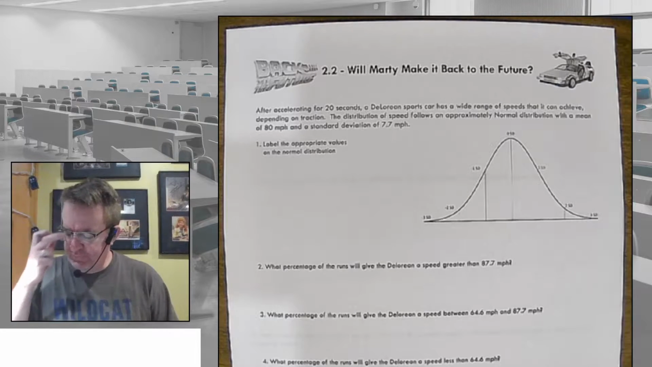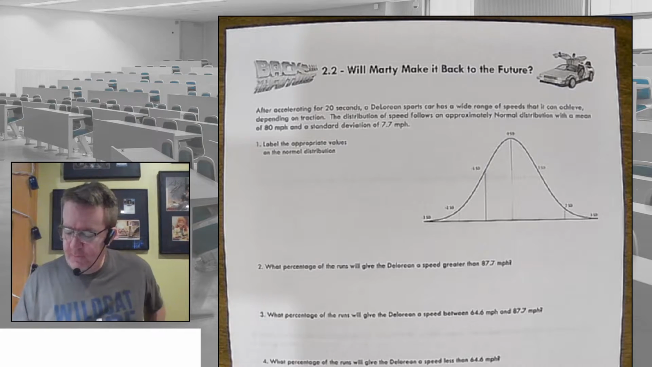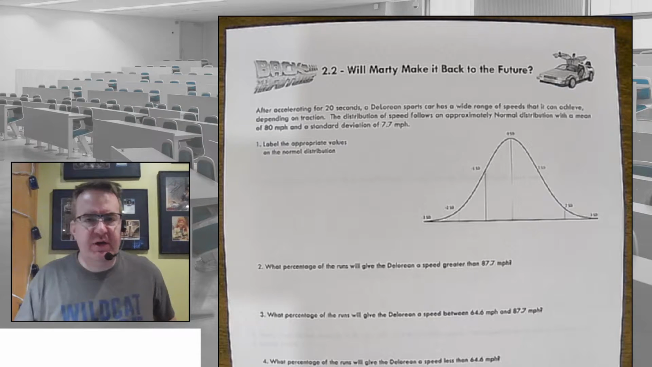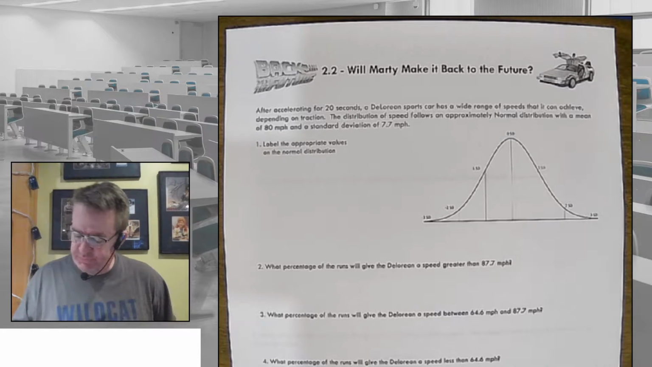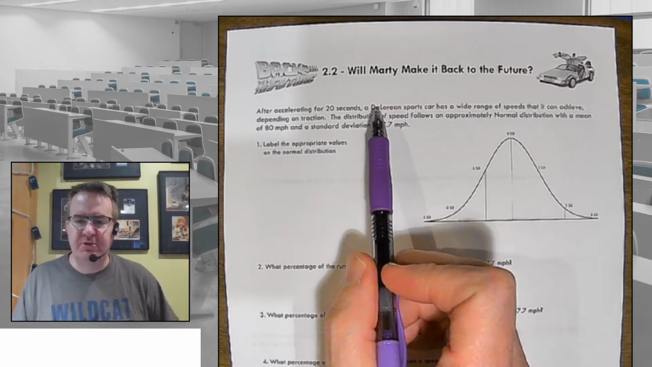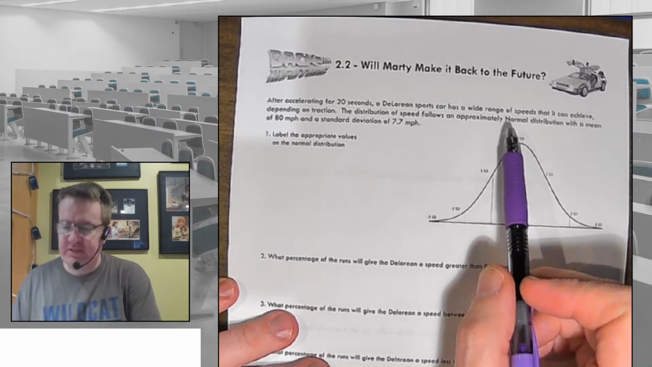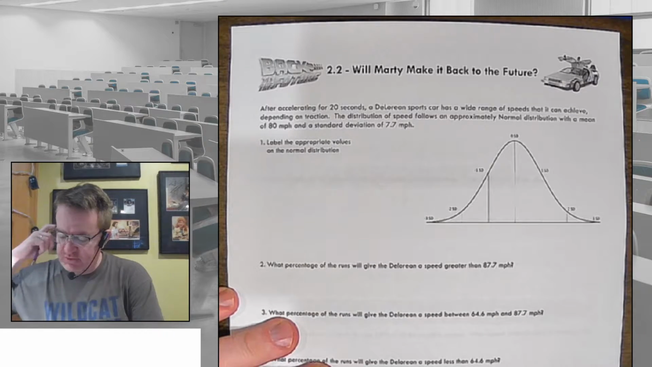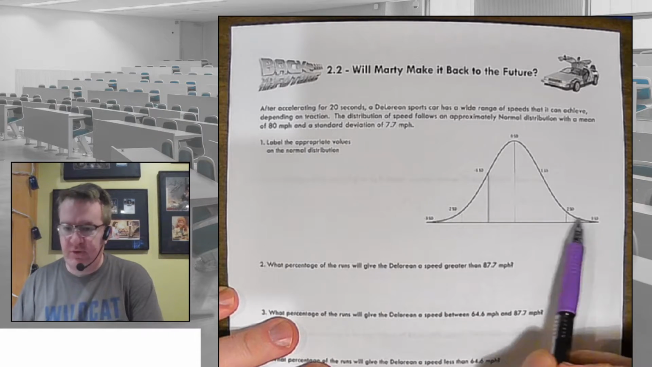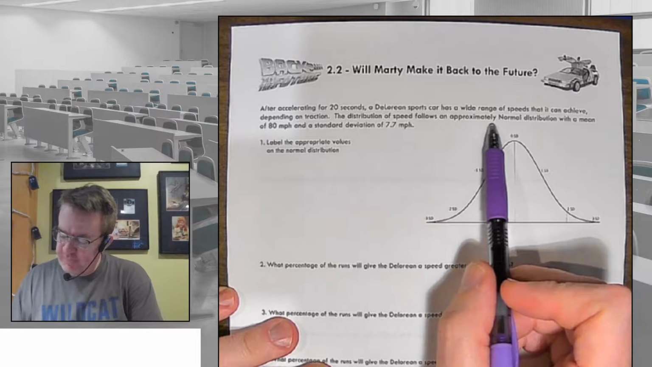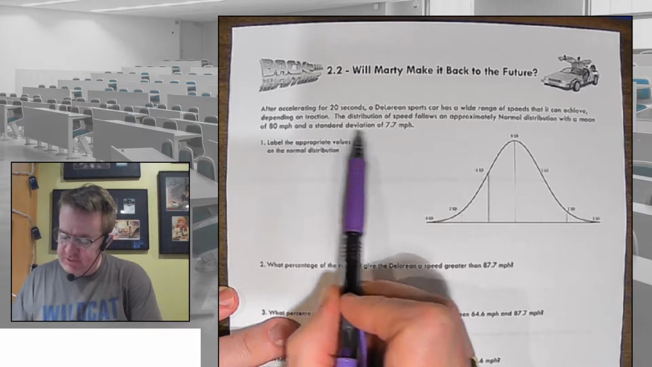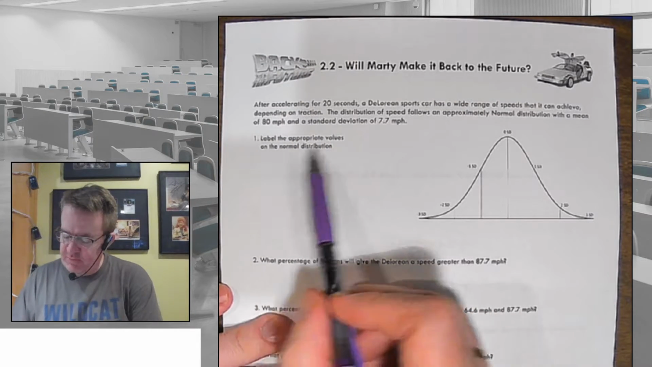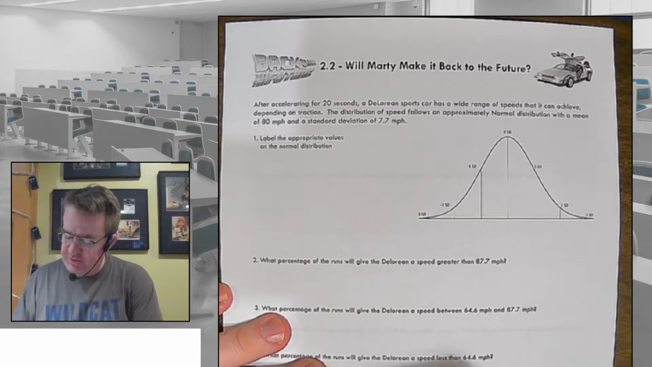Anyway, let's jump in. We're going to be playing with Back to the Future today. So will Marty make it back to the future? After accelerating for 20 seconds, a DeLorean sports car has a wide range of speeds that it can achieve. Depending on the traction, the distribution of speeds follows approximately a normal curve. Hey, look, it's a normal curve with a mean of 80 miles per hour and a standard deviation of 7.7. So label the appropriate values on the normal distribution.